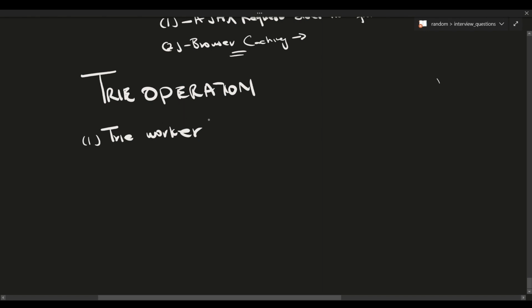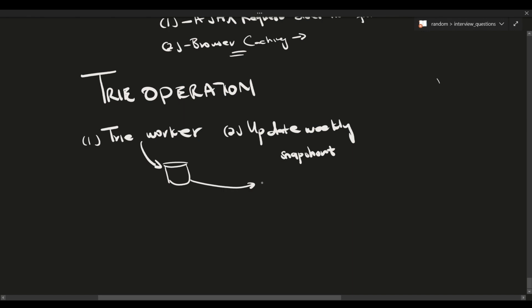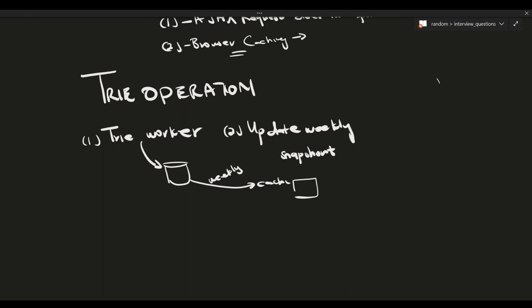Then the update. We said that we're going to update our trie that is inside the cache on a weekly basis. So we're going to get the snapshot from the persisted trie. Like I said, these workers are going to store this in the database, which is persisted. Then we need to update our cache. So that's where we're going to do this process on a weekly basis. So that's that.